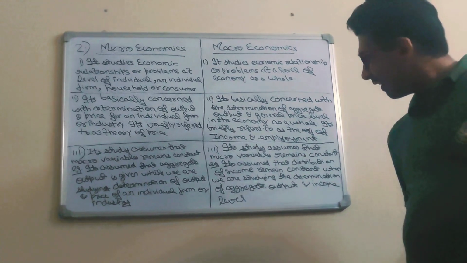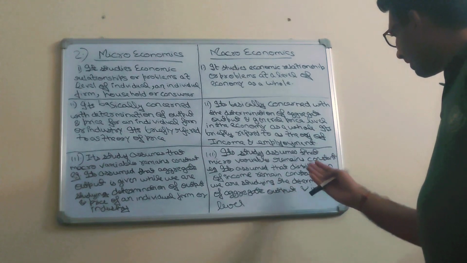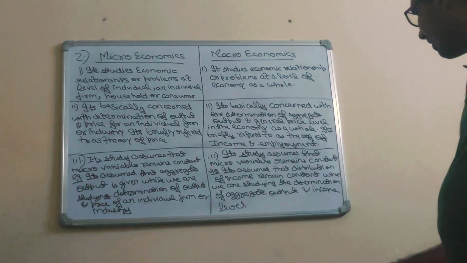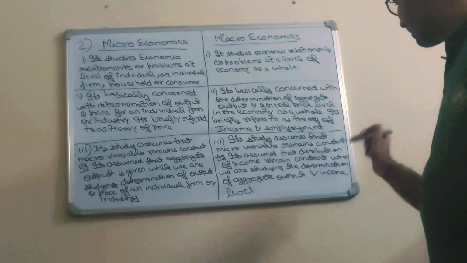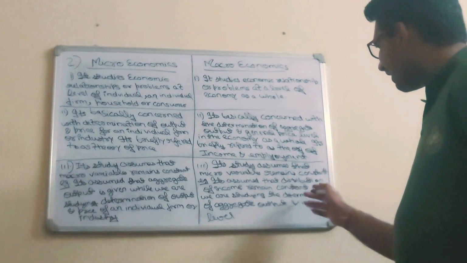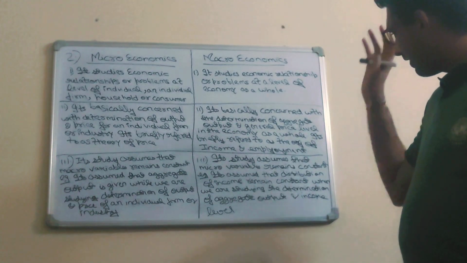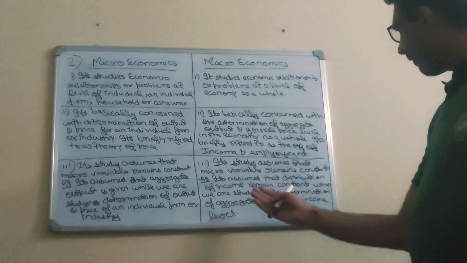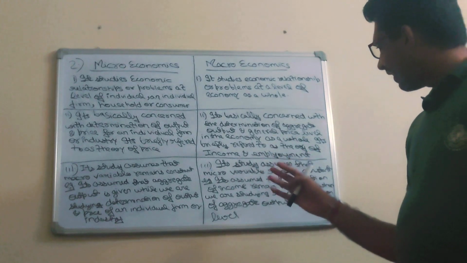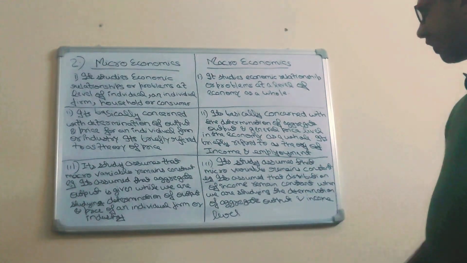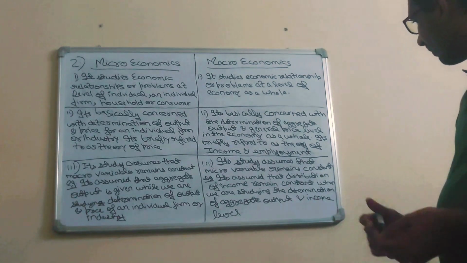And for macroeconomics, its study assumes that micro variables remain constant. Let us take an example. It is assumed that the distribution of income remains constant when we are studying the determination of aggregate output. As I told you before, in macro we study mostly aggregates. So when we are studying aggregate output and income, we take micro variables like the distribution of income, how income is distributed among firms, as given.